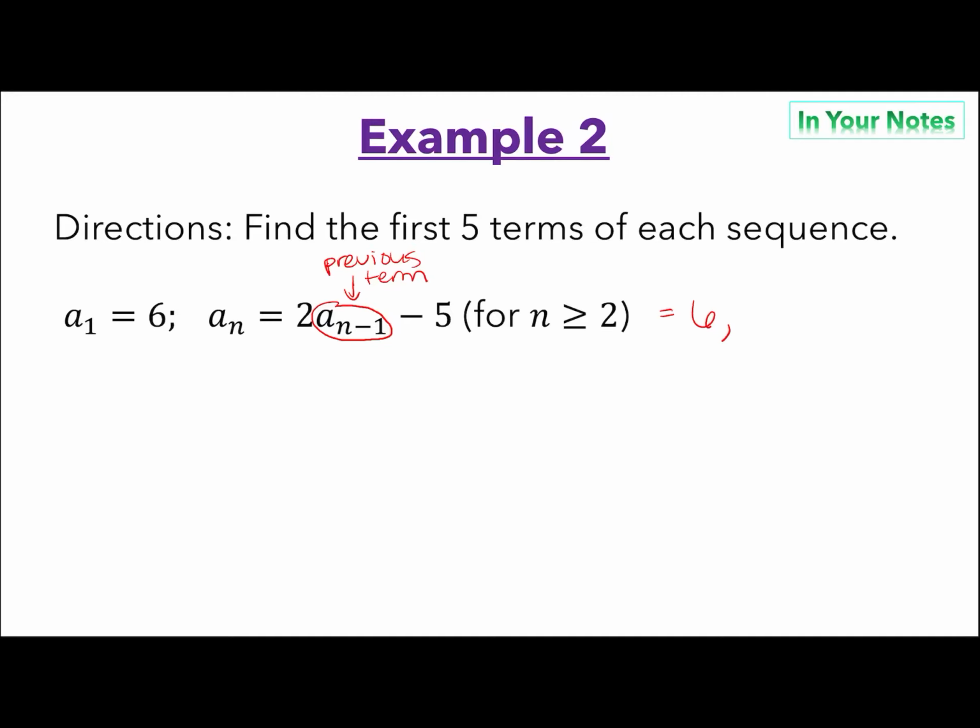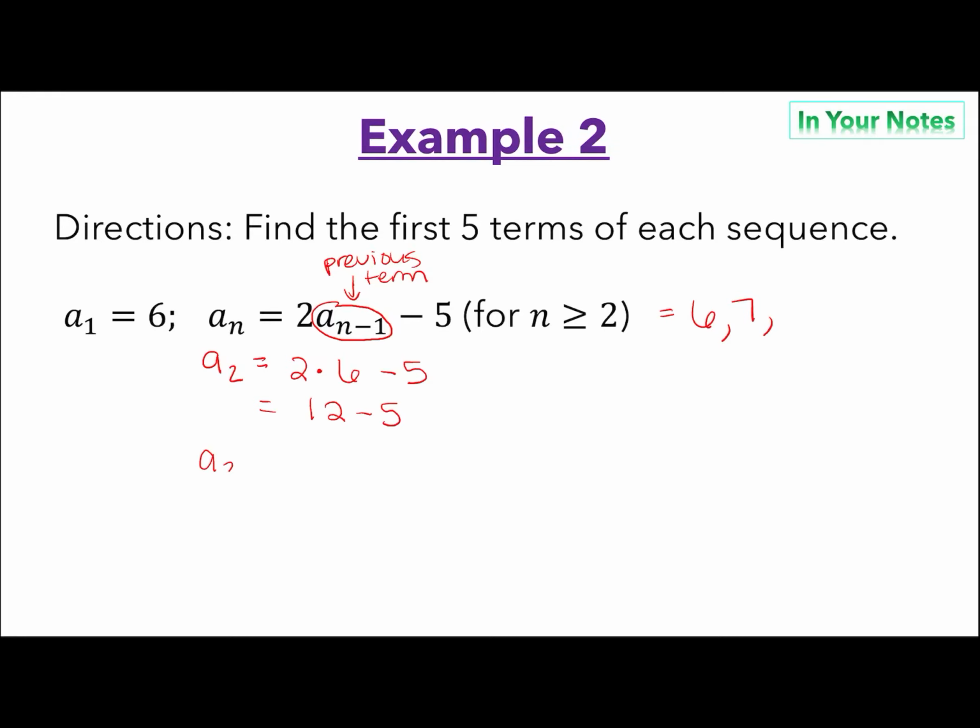Okay, so that means that if I was trying to find a sub 2, this is going to be 2 times the previous term minus 5. My previous term right now is 6. So it's going to be 2 times 6 minus 5. That's 12 minus 5, which is 7.